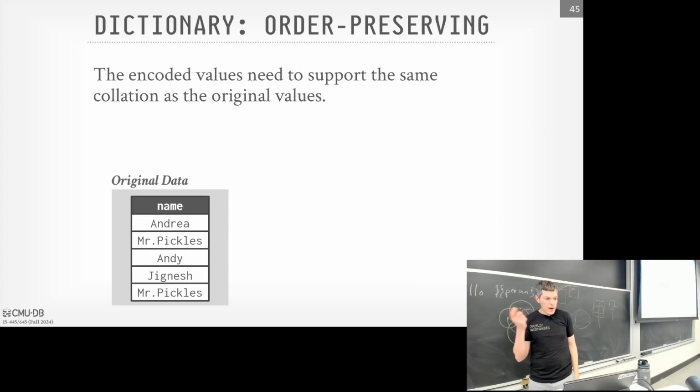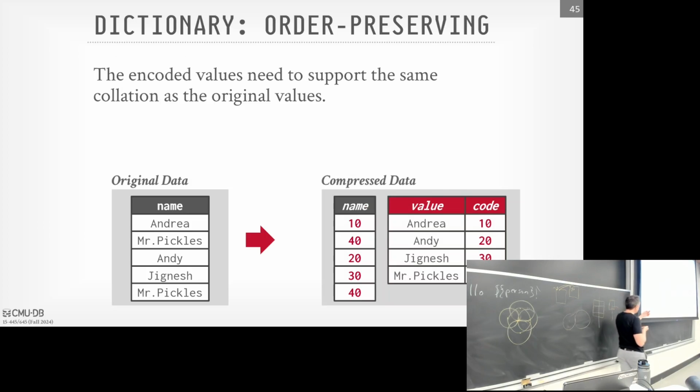So let's say we have a simple table with a bunch of names. Again, all we're going to do is replace this variable length data in this column with these dictionary codes. And in this case, I've also sorted the dictionary based on the values themselves. So now the dictionary codes have the same lexicographical ordering as the original data.